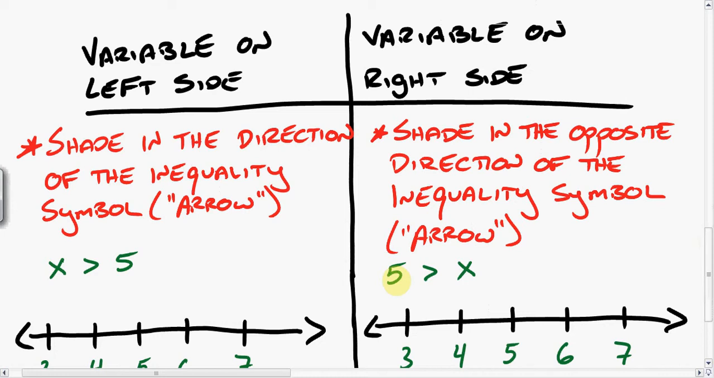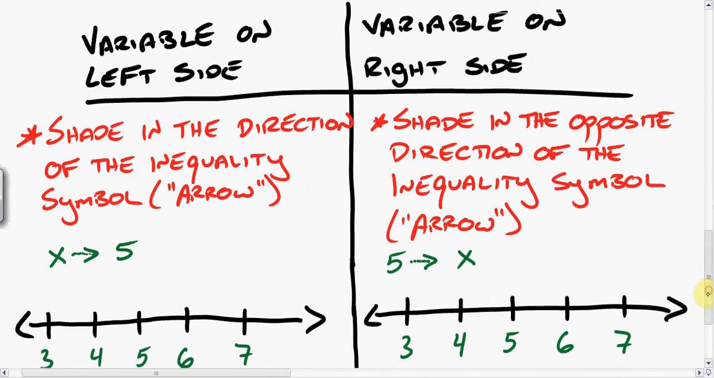So I know a lot of students learn the trick of, the inequality symbols are arrows, so always shade in the direction of the arrow. Well, that's not true if your inequality symbol is on the other side of the equation. If you're unsure of what I mean, think of the inequality symbol as the tip of the arrow. So if you were to draw a line in here, this arrow is pointing right. And if you were to draw a line here, this arrow is also pointing right. So if you were to shade both of these problems to the right, one of them would be correct, one of them would be incorrect.